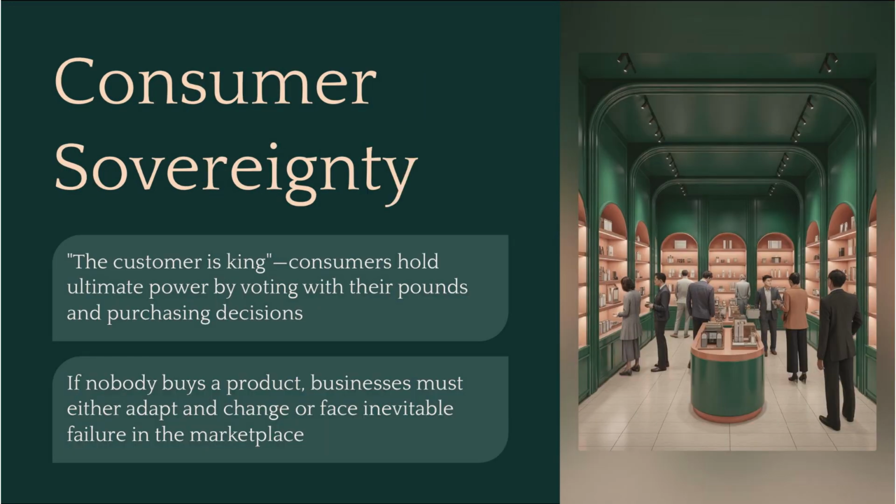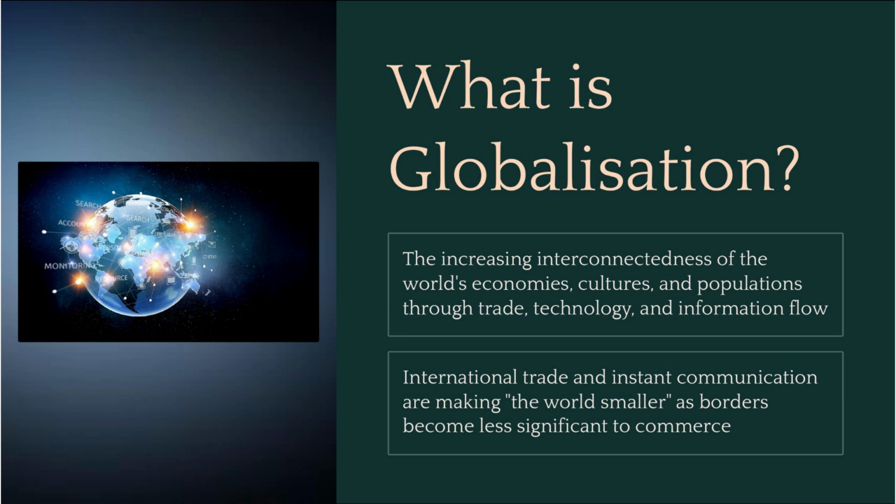We've talked about businesses, but who holds the real power? It's you. This concept is called consumer sovereignty. The phrase often used is, "the customer is king." In a market economy, you hold the ultimate power because you vote with your wallet every single day. Every time you buy a coffee from shop A instead of shop B, you are voting for shop A to survive. If nobody buys a product, that business has two choices: adapt and change, or face inevitable failure in the marketplace. It sounds harsh, but this vote ensures that resources only go to the companies that actually make people's lives better.